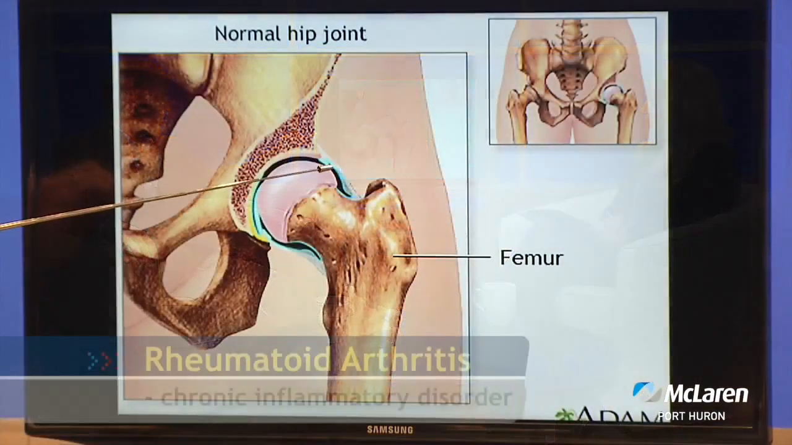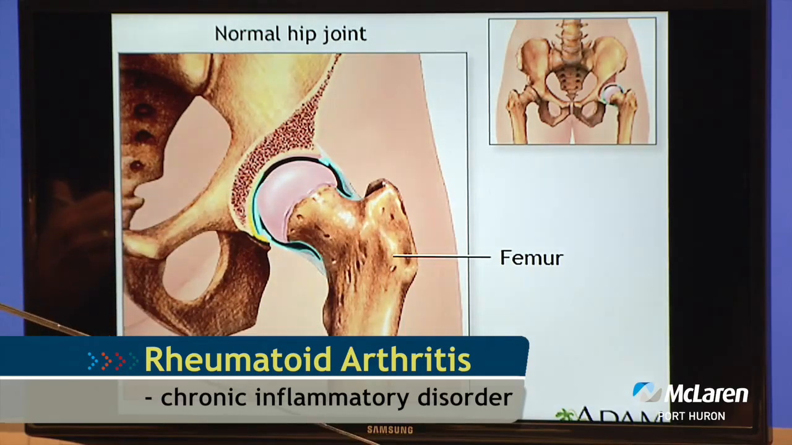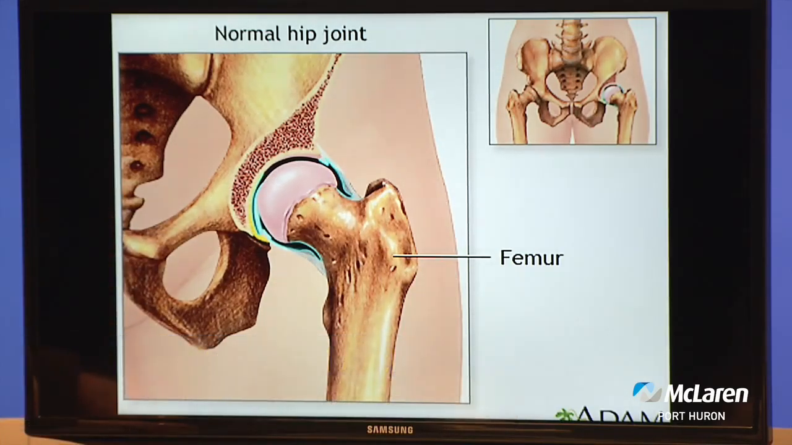In rheumatoid arthritis, the joint lining or synovium tends to be affected, and it tends to proliferate or spread and cover the cartilage, so it kind of suffocates the cartilage, and that's what causes the cartilage to die off or get destroyed in that process.